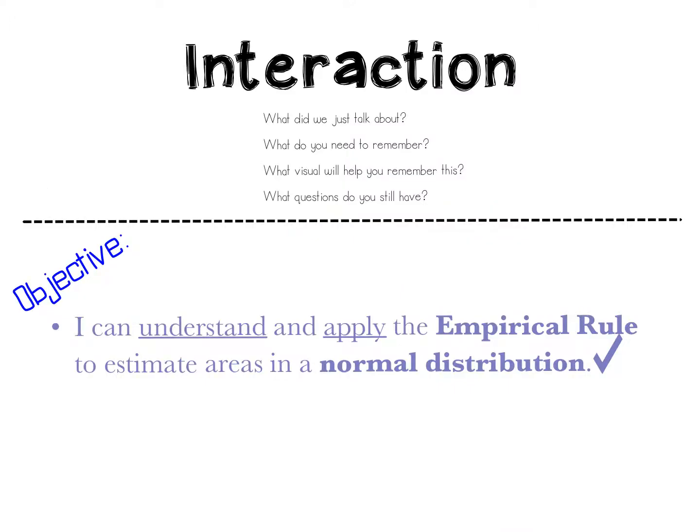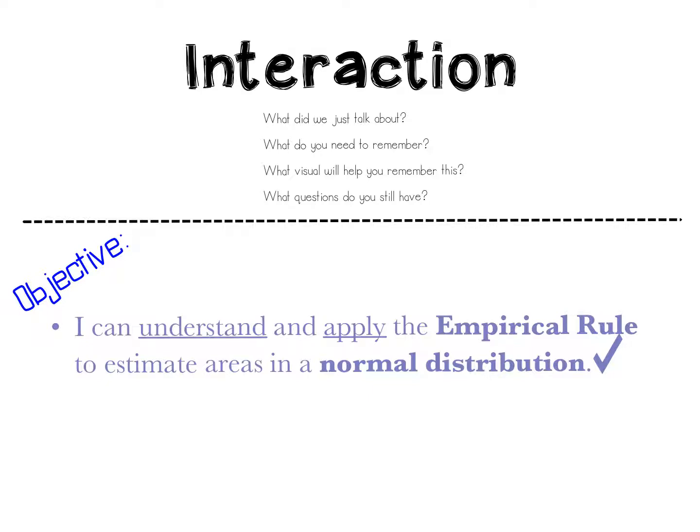All right, that is all for this lesson. It's pretty straightforward. It just takes a lot of analyzing that bell curve and memorizing that 68, 95, 99.7 rule. So go ahead and pause the video and have an interaction. What did we just talk about? What do you need to remember? What questions do you have? Especially when it comes to that application piece.